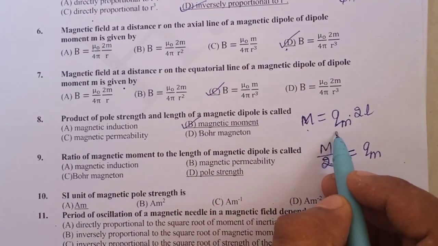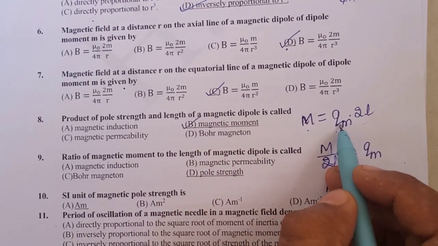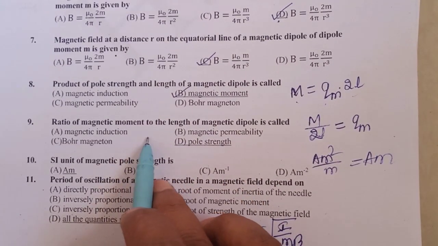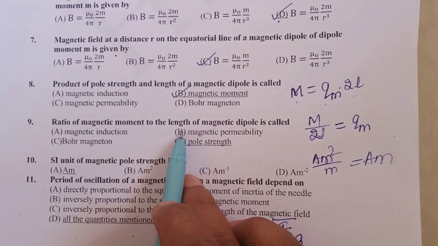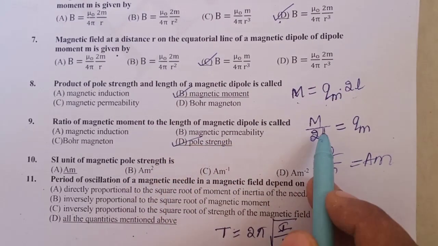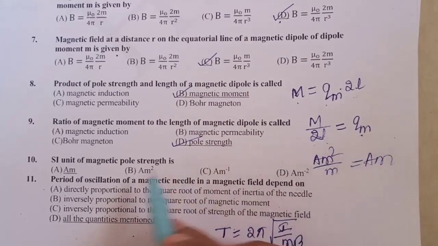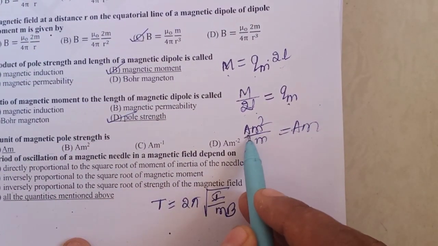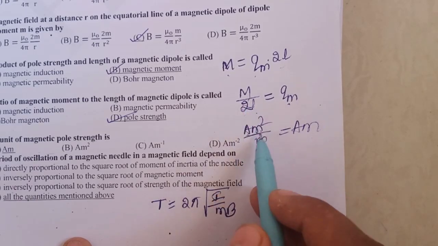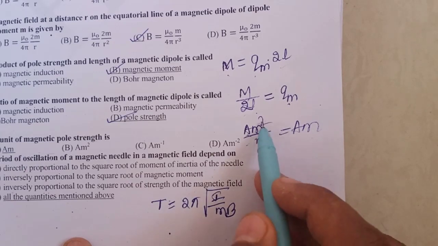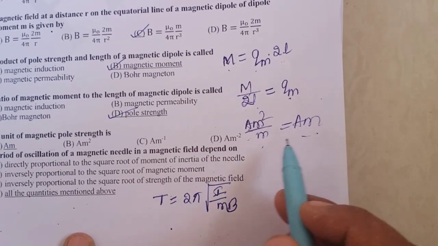Product of pole strength and the length of the bar magnet dipole is called magnetic moment, that is M is equal to Qm into 2L, where Qm is the magnetic pole strength. Ratio of magnetic moment to the length of the magnetic dipole is called pole strength, that is M divided by 2L is equal to Qm. The SI unit of magnetic dipole moment is ampere meter square, divided by length, which is meter. Therefore one meter cancels, and it will be ampere meter.